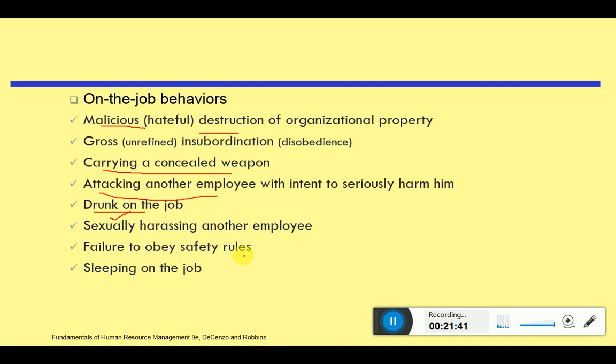Failure to obey safety rules. Simply stated, let me explain clearly with an example. Take the example of a cement factory. They have their own electric grid.